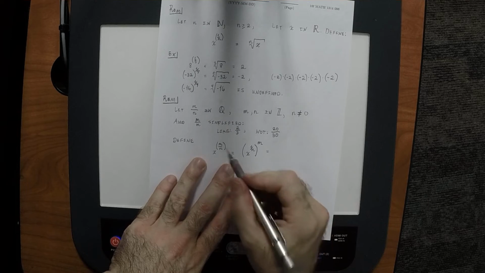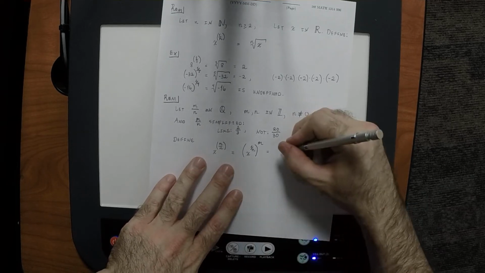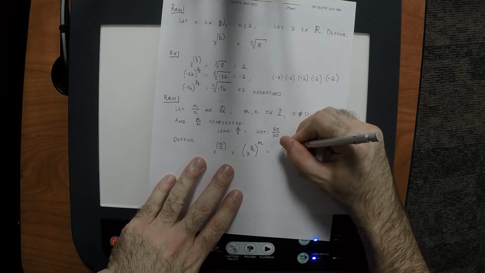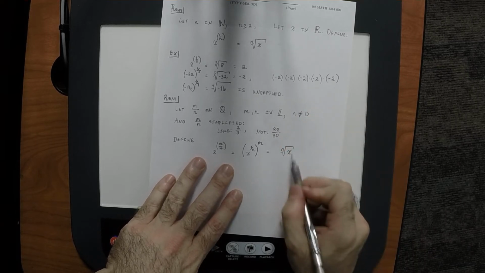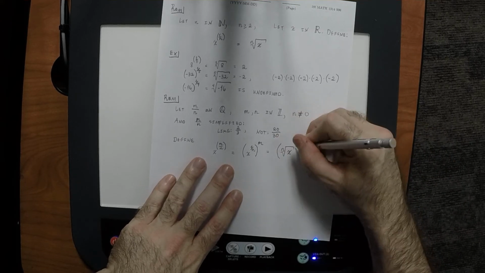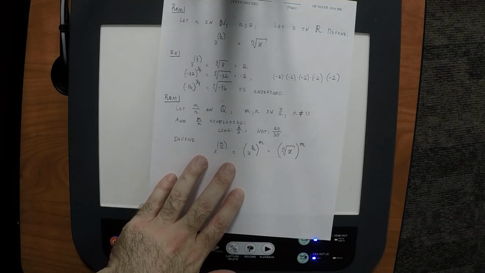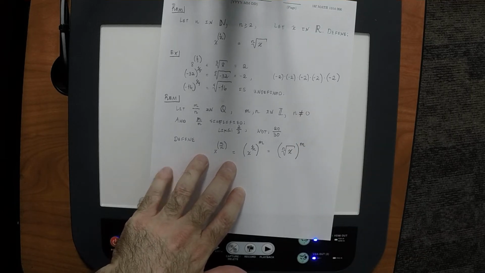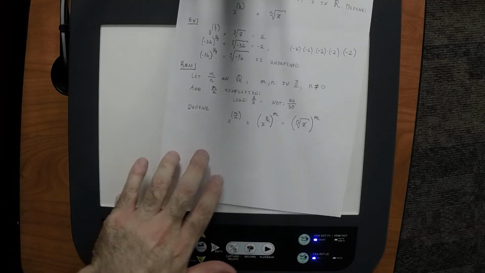When you're doing x to m over n, whatever the denominator is, you're supposed to do that radical first. And then once you've computed that radical, you take all of that and raise it to exponent m. All right, let's see how that definition works.